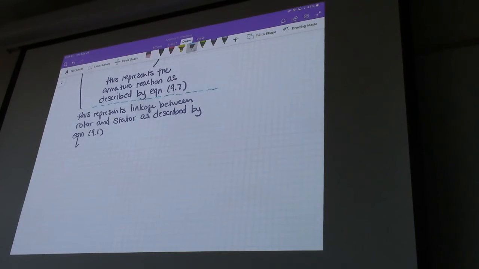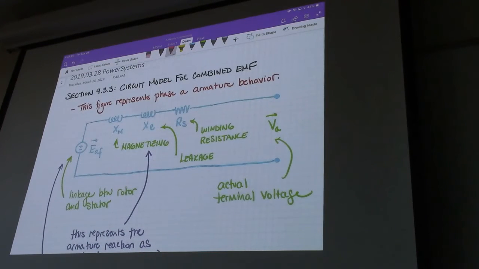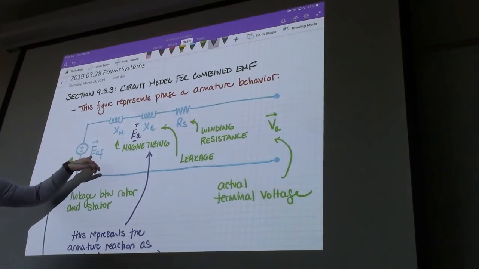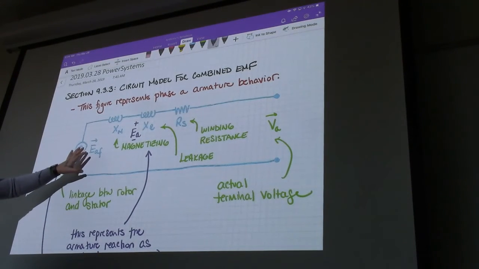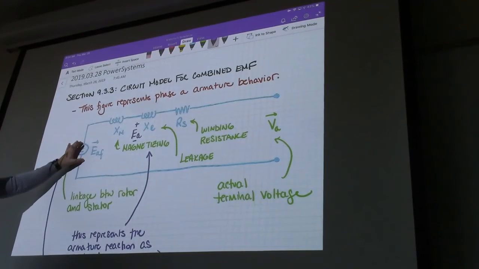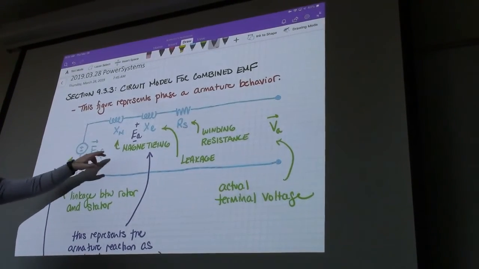Okay, so now what we have is equation 9.9 and equation 9.10. And this is just going to use good old KVL in order to describe two different values. So we have the terminal voltage. We also have this value we call EA, which is the internal voltage of the generator. And then we have EAF, which is the linkage between the rotor and the stator. It's a little bit confusing. So EA encompasses essentially the armature and the field reactions together. This is the linkage between the rotor and the stator. This is the linkage between the armature windings with one another. Sum the two of those together, you get EA.